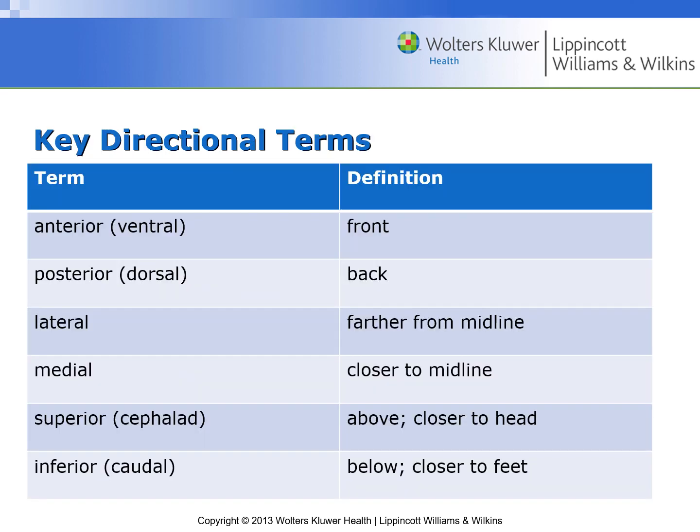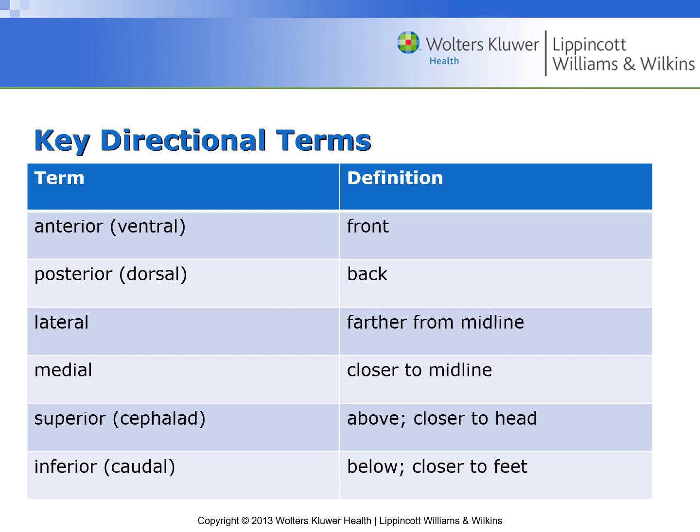And of course we have this nice little key directional terms chart here, which gives you the definition. And of course this is in your textbook. As we said earlier, anterior or ventral refers to the front. Posterior or dorsal refers to the back. Lateral refers to farther away from the midline. Medial refers to closer to the midline.